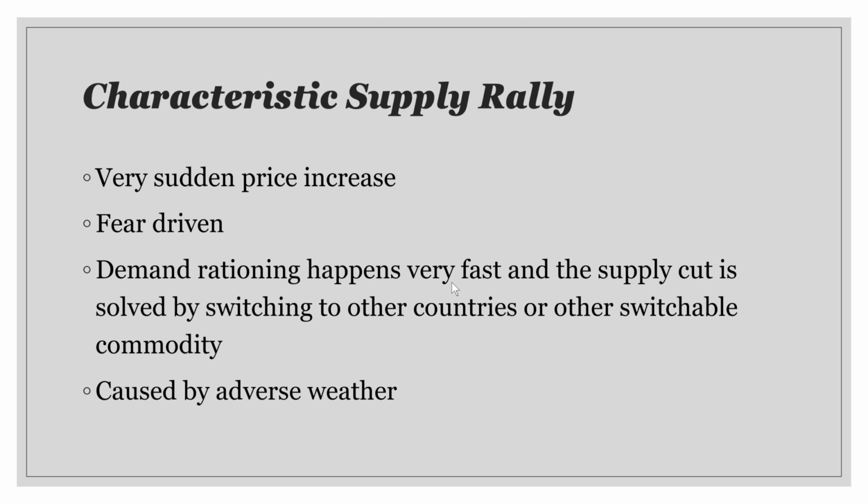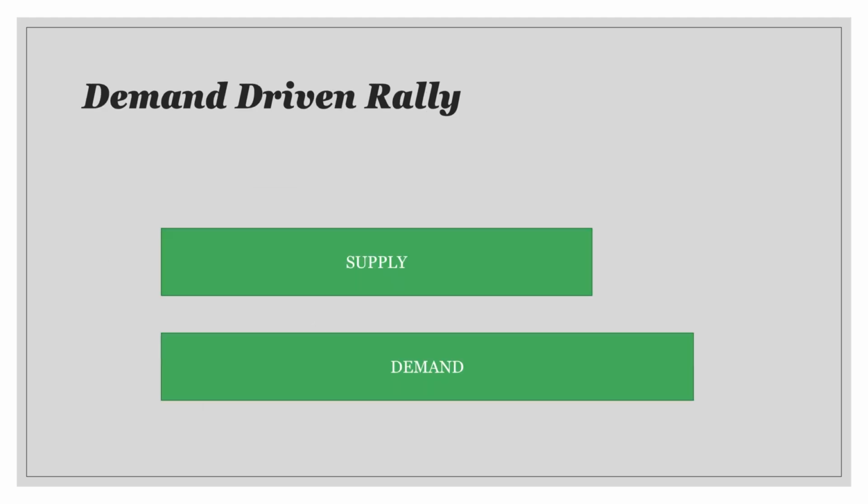Demand rationing happens very fast in the supply situation because, again, it can switch easily to other countries. Whereas in the demand rally, the supply is global supply, essentially. North America and South America combined, but yet the demand is here.